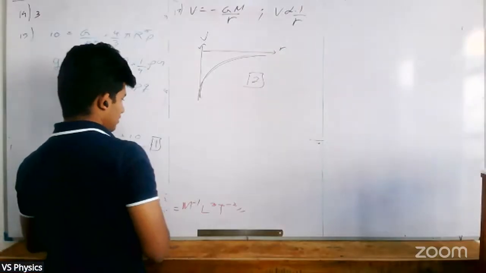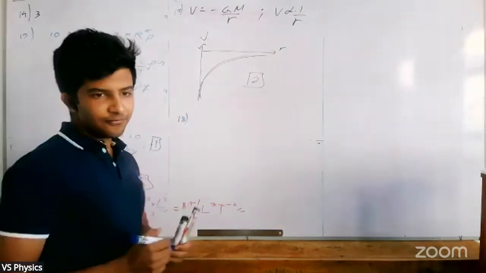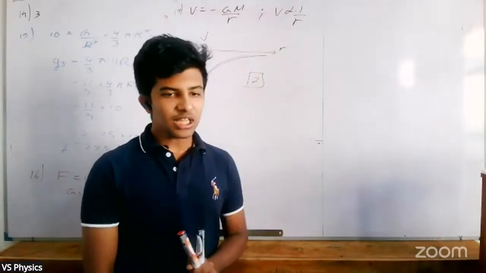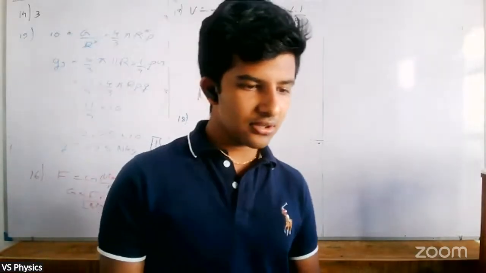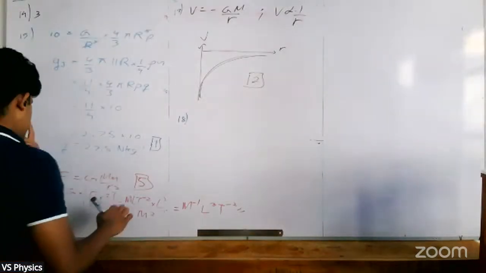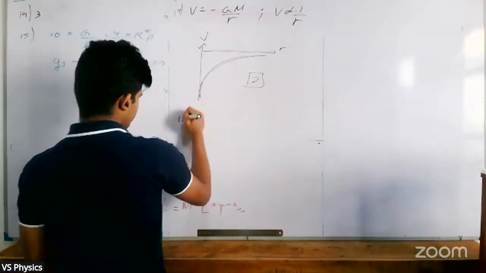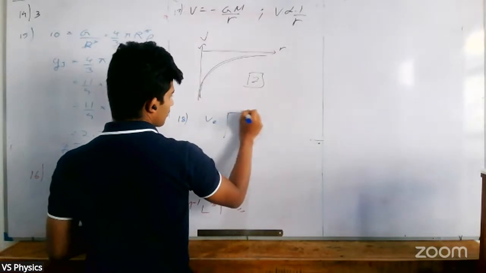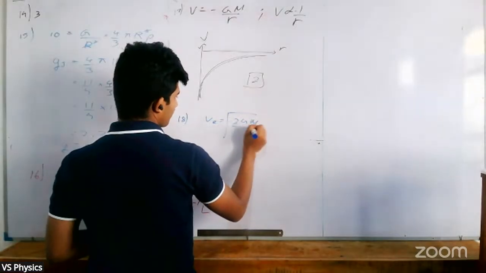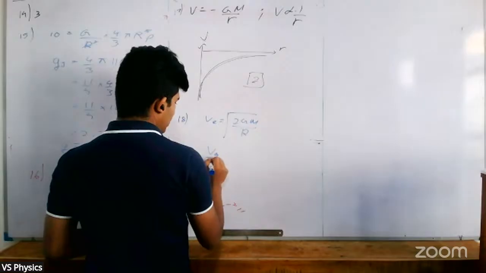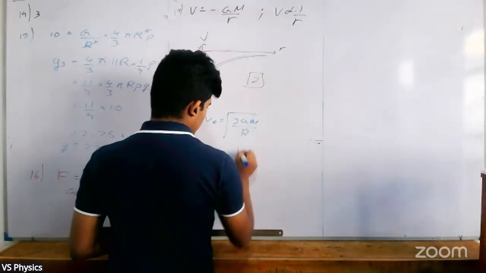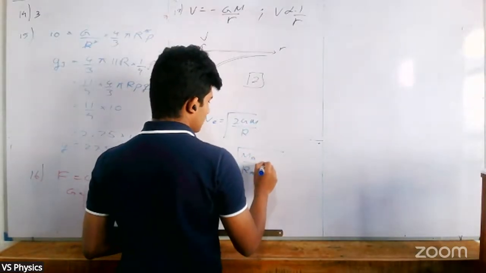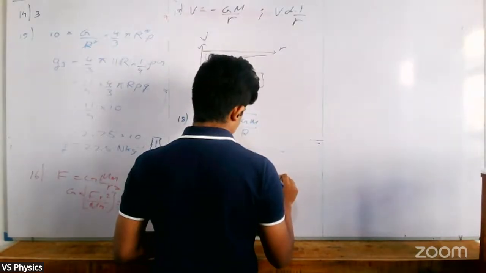18. If the ratio of mass of the planet and radius of the planet for planet A is 4 times that of planet B, give the ratio of escape velocity of A with escape velocity of B. What is the escape velocity equation? Escape velocity equals root 2GM over r. Now VA over VB depends on root of MA over RA times MB over RB.